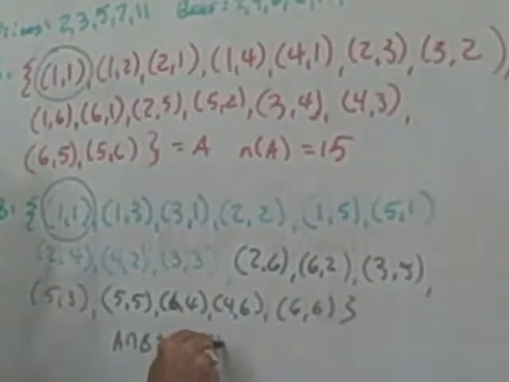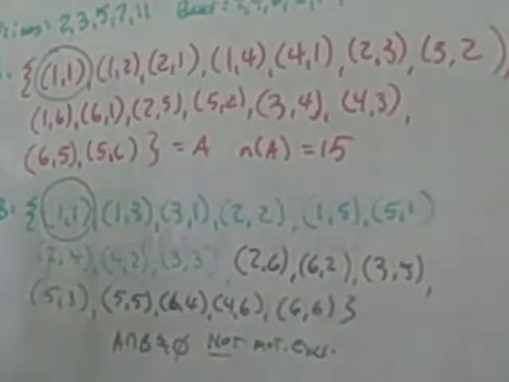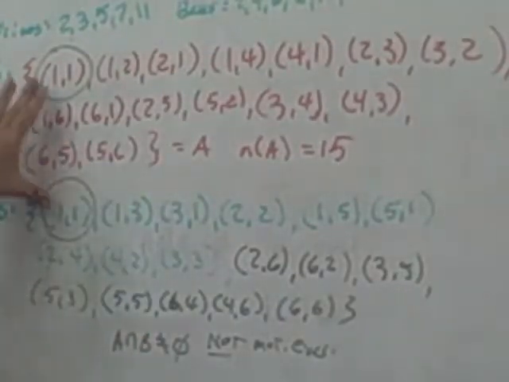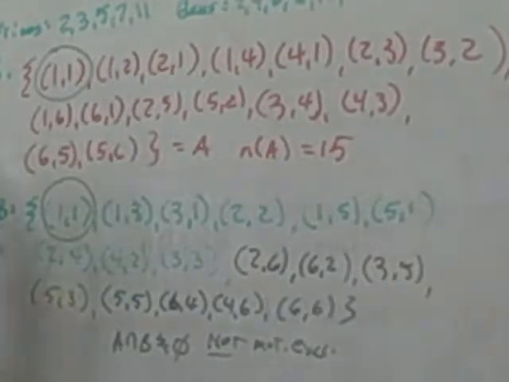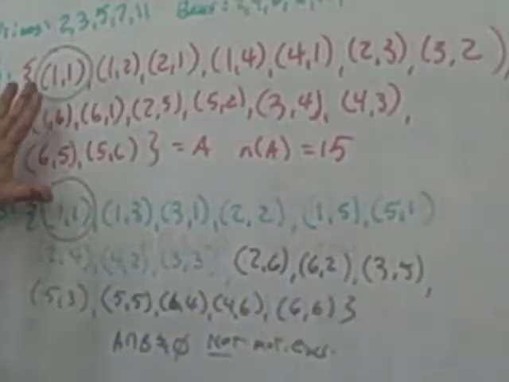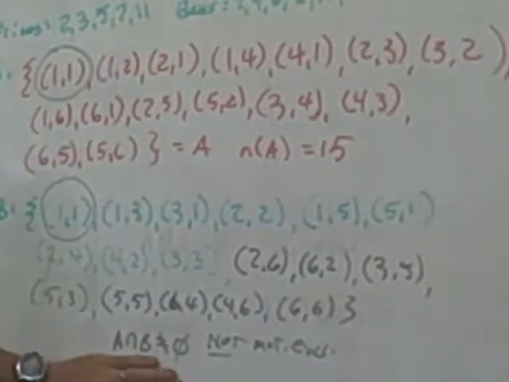So they're not mutually exclusive. And that's what you're asked to find out. Are they or are they not mutually exclusive? As soon as you find one outcome that's in the intersection, you really don't need to do any more. Once you've found that the intersection's not empty, the problem's over.